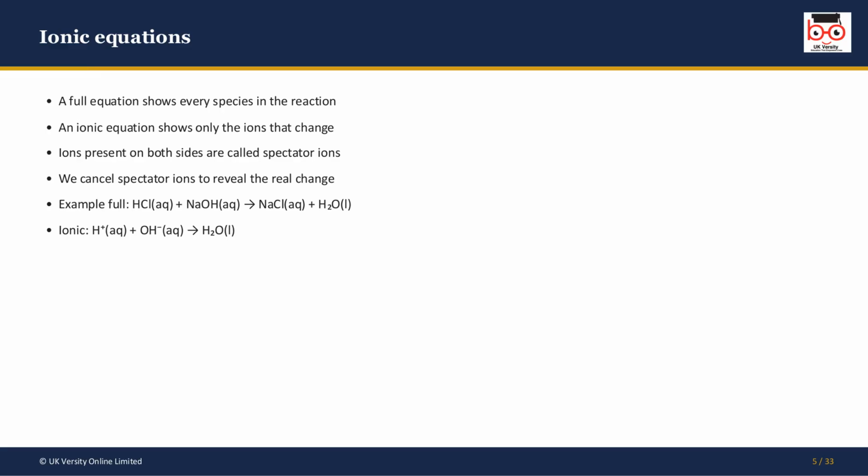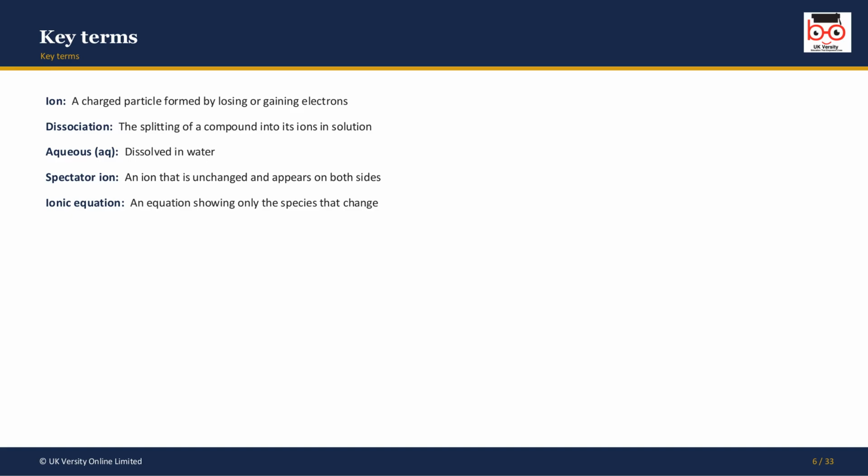That leads us to ionic equations. A full equation shows every species taking part, but an ionic equation shows only the ions that actually change. Any ions that appear unchanged on both sides are called spectator ions, and we cancel them to reveal the real chemistry. Take hydrochloric acid reacting with sodium hydroxide to give sodium chloride and water. Strip out the spectators, and you're left with the ionic equation, a hydrogen ion plus a hydroxide ion reacting to give water.